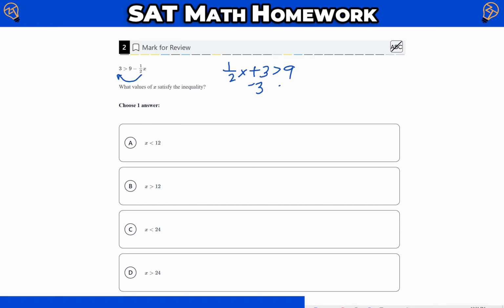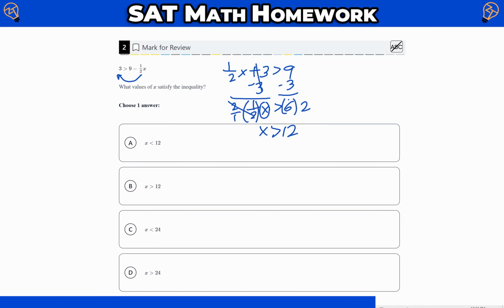I'll go ahead and move the constant to the right side so that we have x's on the left, numbers on the right. And to get rid of the fact that we're multiplying the x by 1/2, I could divide both sides by 1/2 or multiply by the reciprocal, which is 2/1. And when I do that, I still get x is greater than 12.